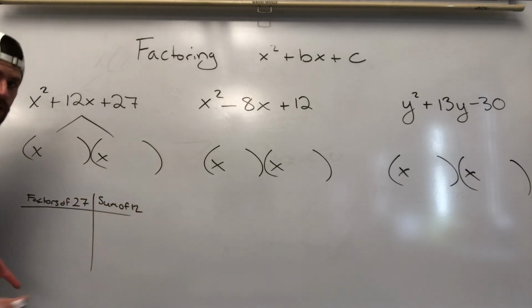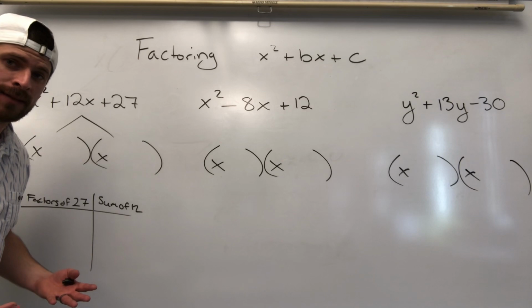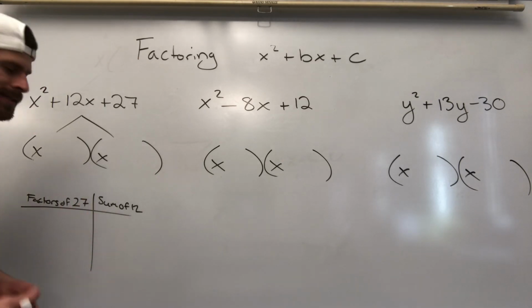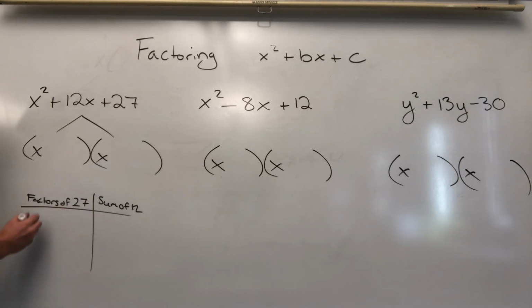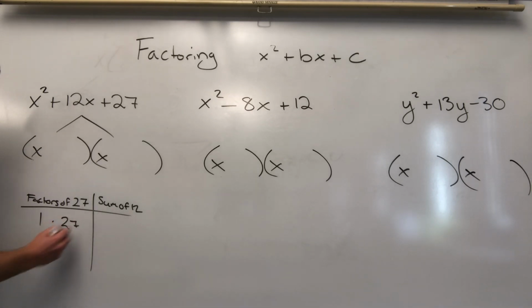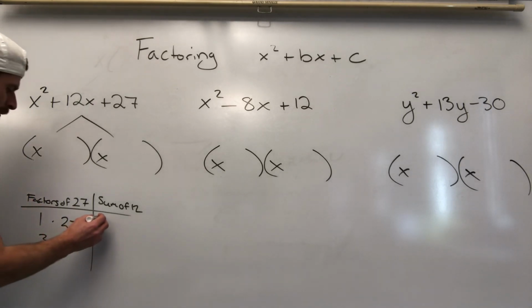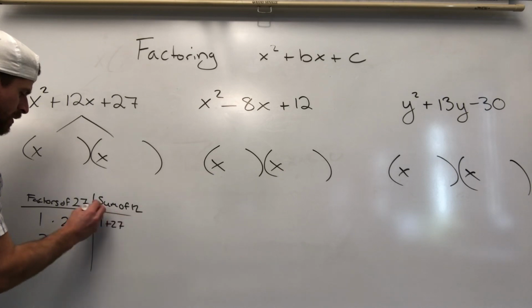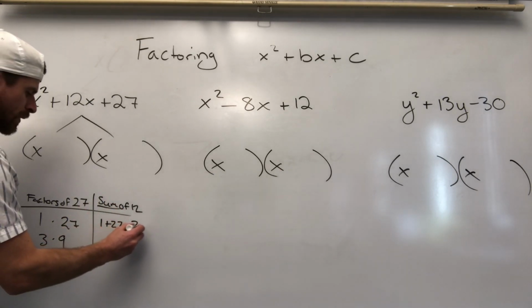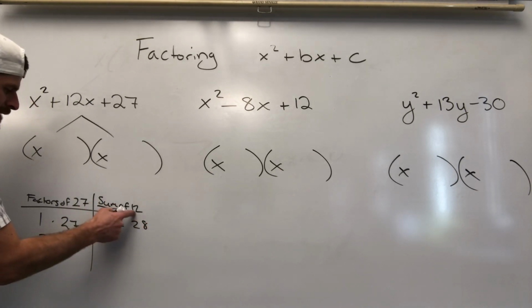Now, the more and more you do this, you're not going to always have to use these tables of values. They just kind of help organize your thoughts. So factors of 27, 1 times 27, okay? We can go 3 times 9, and that's all we get. Now, I go over here with each of these values, 1 and 27. If I said 1 plus 27, because now we're talking about the sum, I get a 28. Well, 28 does not match up with 12.